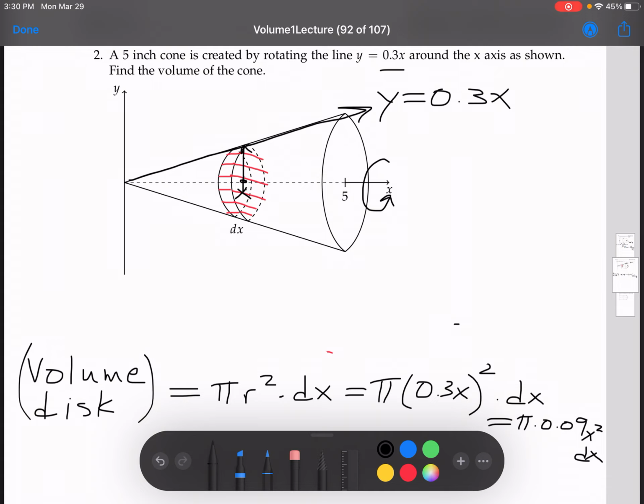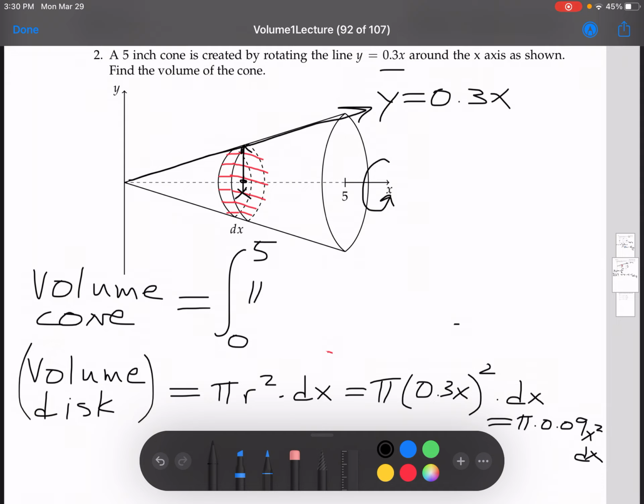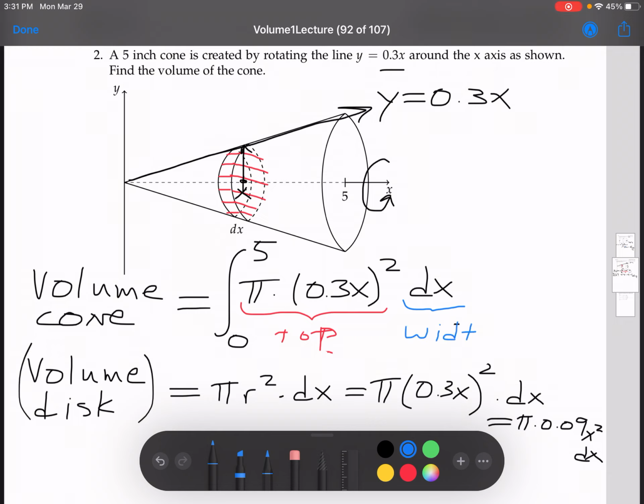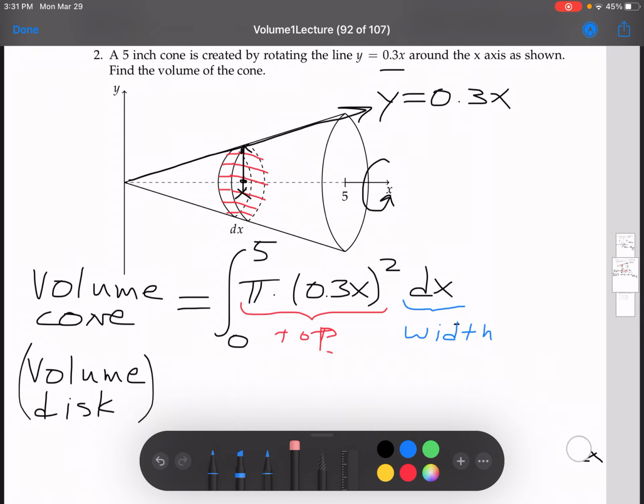So if we're going to add up all of those disks all the way along for all the x's, the volume of the cone is the integral, the sum from 0 to 5, adding up all of those disks, pi times (0.3x) squared dx. Remember, this is the area of the top of the disk, and this is the width of the disk. Arbitrarily small disk, arbitrarily small width.